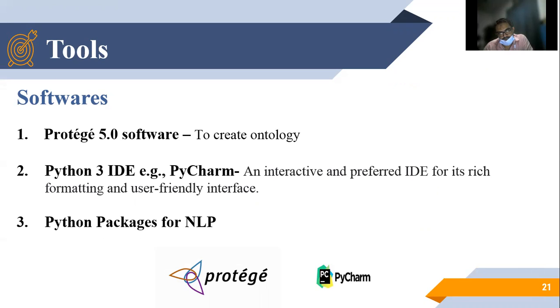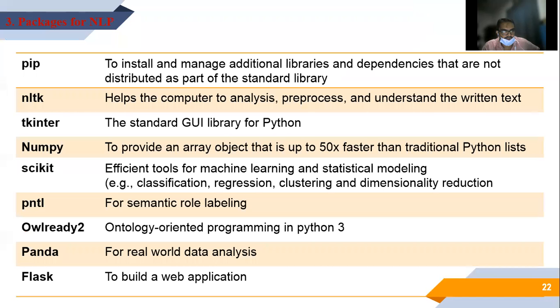Protege 5.0 software we have used to create the ontology, and Python is the programming language, along with some Python packages like NLTK. It is very useful for pre-processing of the question. And tkinter, a standard GUI library for Python, and Owlready2, a package for ontology-oriented programming in Python, and Flask to build a web application like that.